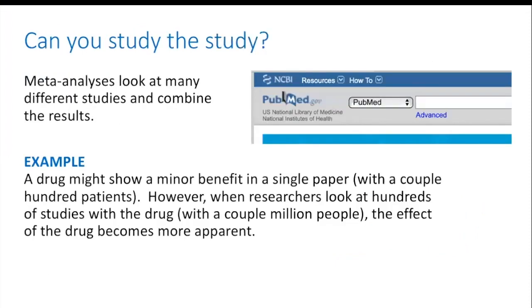The last type of study we'll cover is the meta-analysis. Meta-analyses look at many different studies and combine their results for further analysis. This is a useful thing for researchers to do because a drug might show one effect in a single paper with a few hundred patients. But when researchers combine many studies that may include a few thousand patients altogether, the actual effect of the drug becomes more apparent.